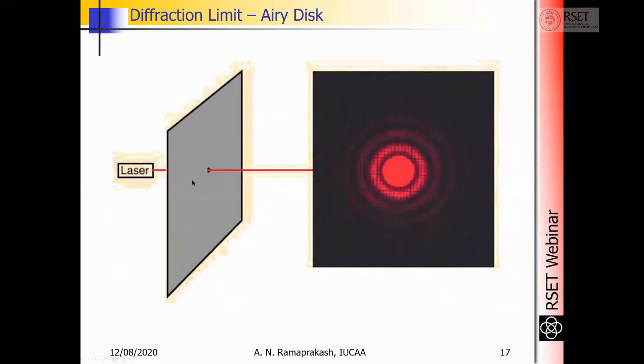It's the diffraction pattern of a circular aperture illuminated by a coherent beam of light. It's not going to form one spot, it is going to form a spot with rings around it. And this is called an Airy disk pattern.